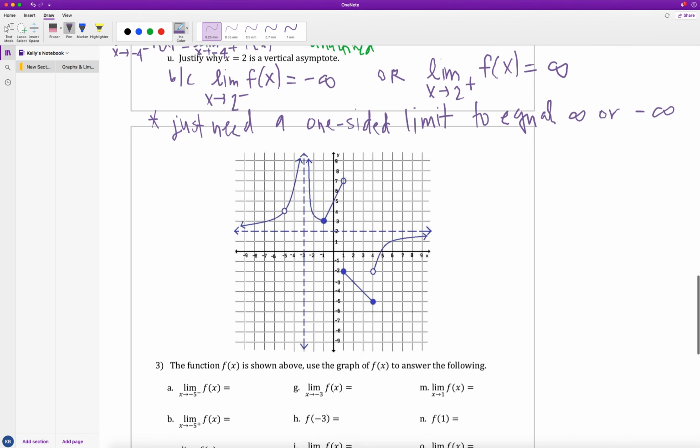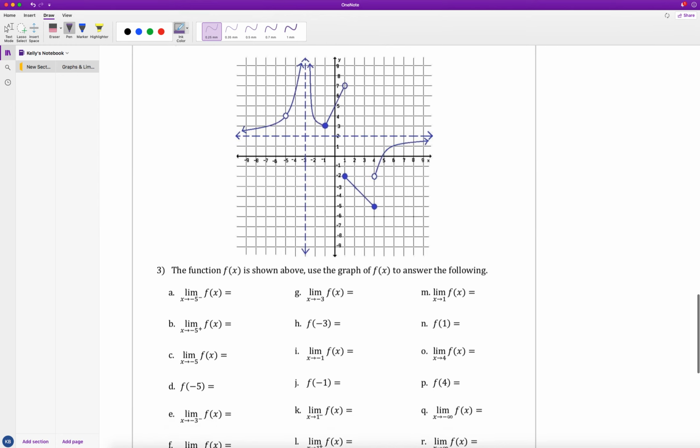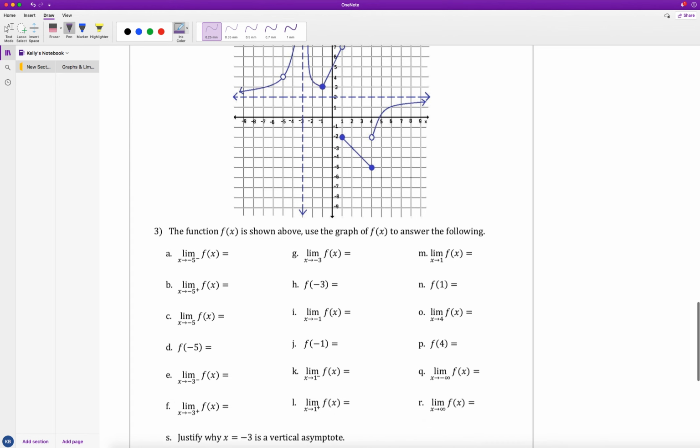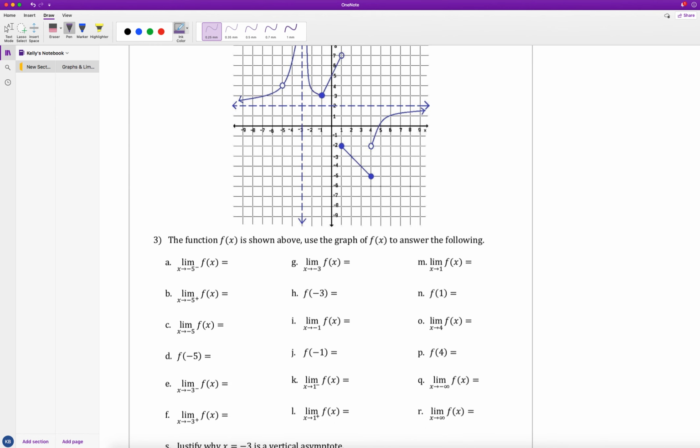Okay, let's move on to our third and final example. In our third example, again, we're looking at a graph. It says the function f of x is shown above. Use the graph of f of x to answer the following. I'm going to have you do what we've been doing. The best way that you get better at this is with practice. So pause the video right now and do A through H, and then we will check those.